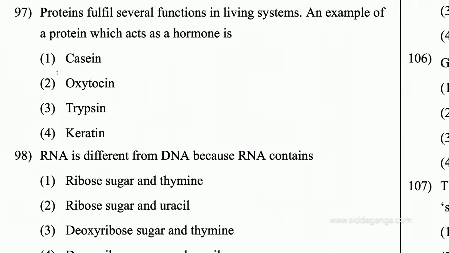Proteins fulfill several functions in living systems. An example of a protein which acts as a hormone is, you can see these options there. Casein is a protein. Oxytocin helps in the blood circulation and in childbirth. This is acting as a hormone, a chemical messenger. Trypsin, again a protein, and keratin, again a protein. So an example of a protein which acts as a hormone is which one? Oxytocin. Option 2, correct option.